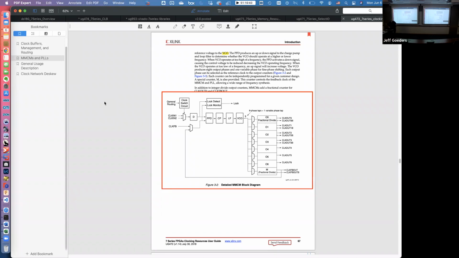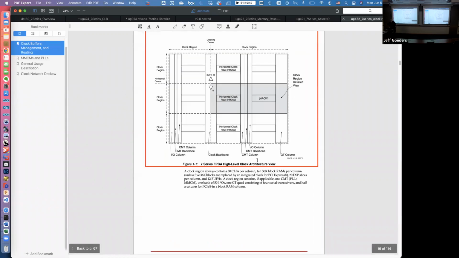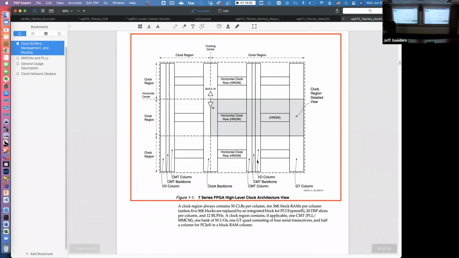So they have something called multi-mode clock managers. What this picture is trying to show is embedded in the FPGA are dedicated columns and rows for clocking. This is called a clocking backbone. These 2 columns, there's a clock backbone, and then you have horizontal clock rows, and then your logic lives in these little clock regions in between.